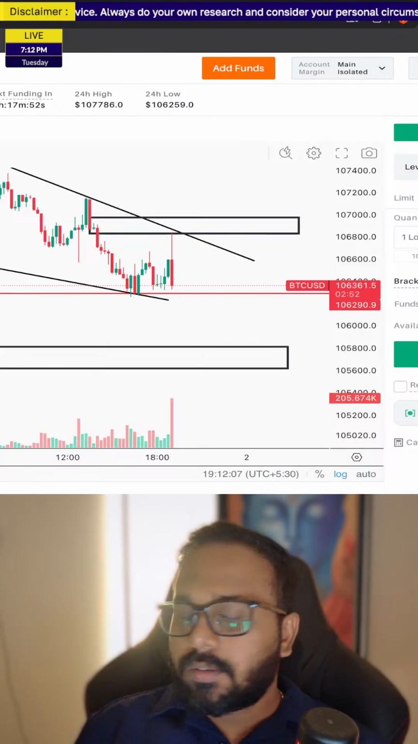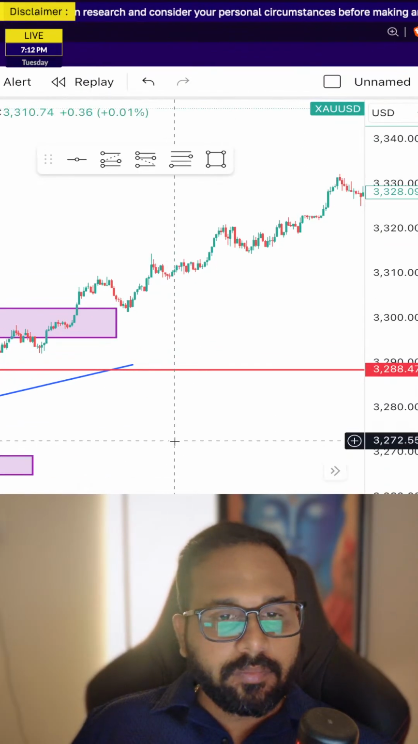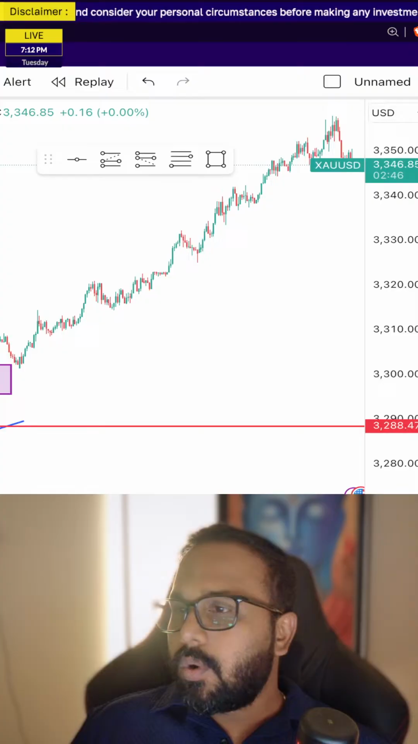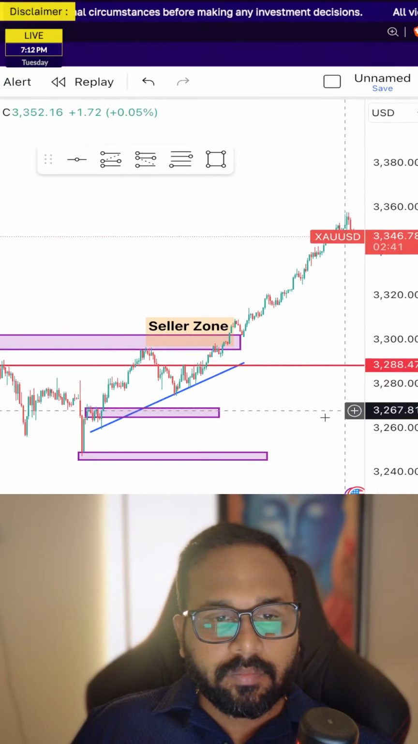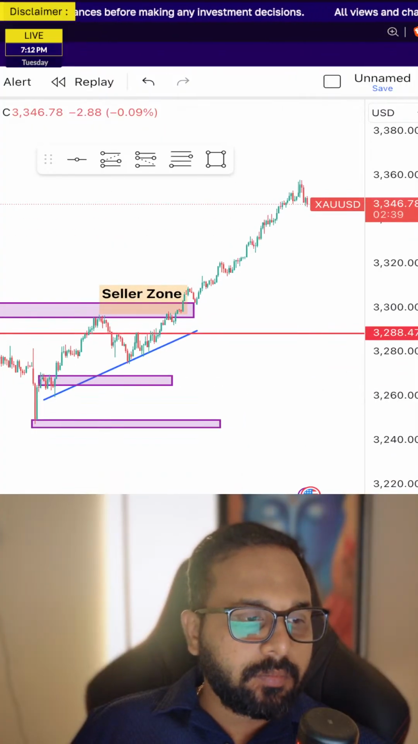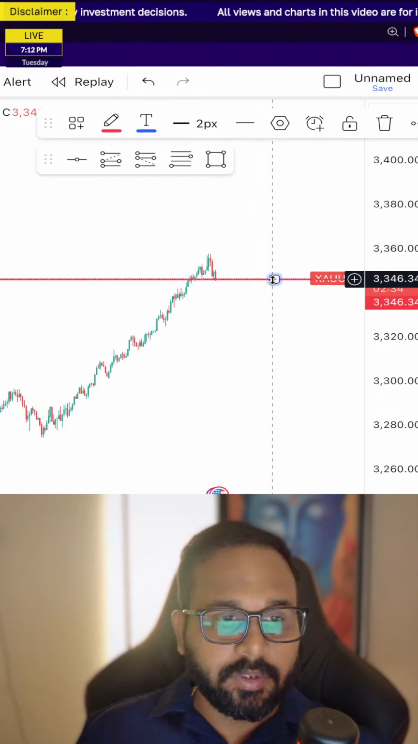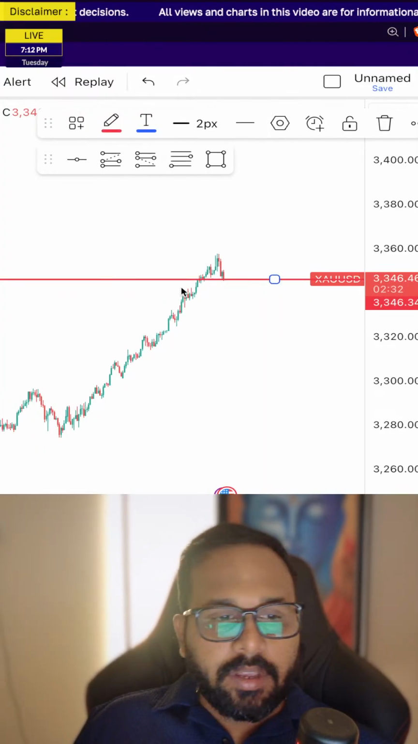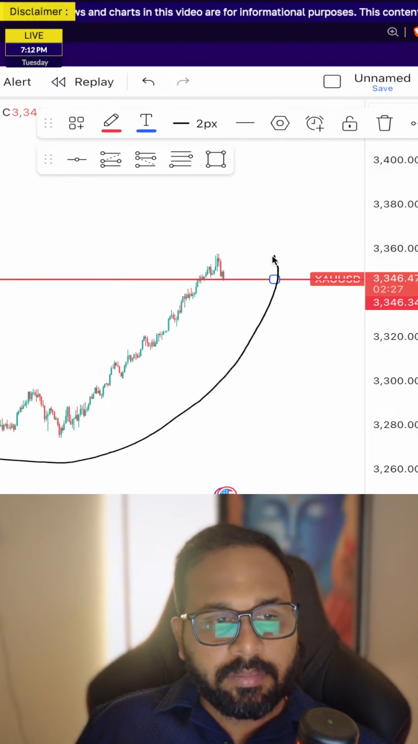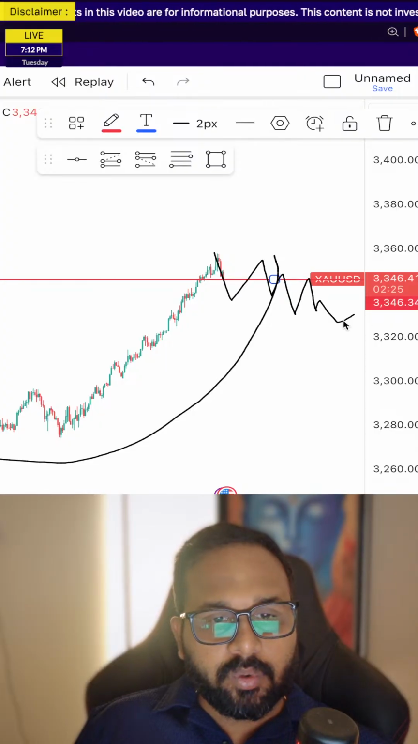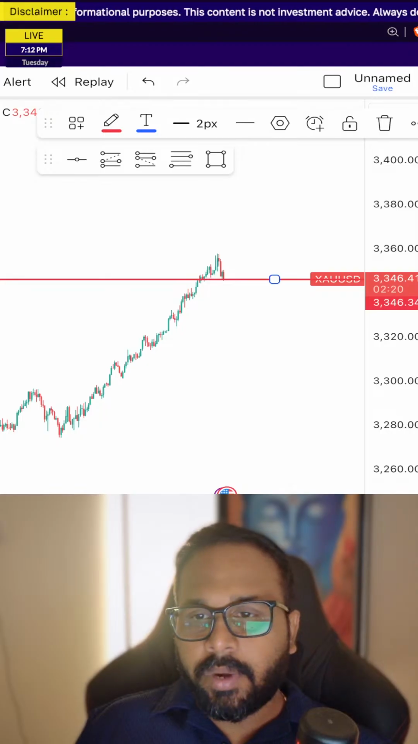Gold analysis. Let's say gold at this point of time. It has given a breakout here. This seems like a cup. Market was supposed to form a handle. It did not form a handle. It has just given a breakout.